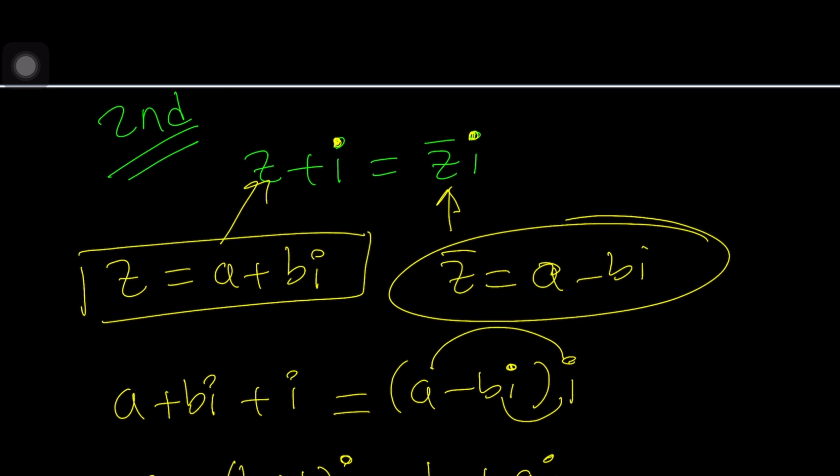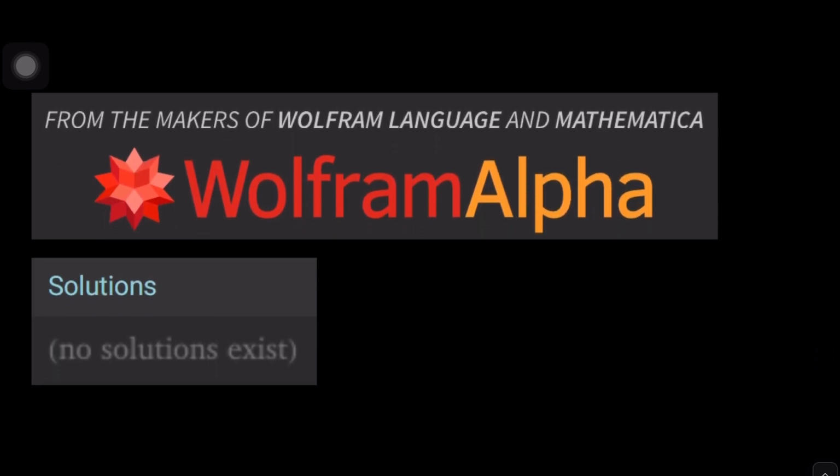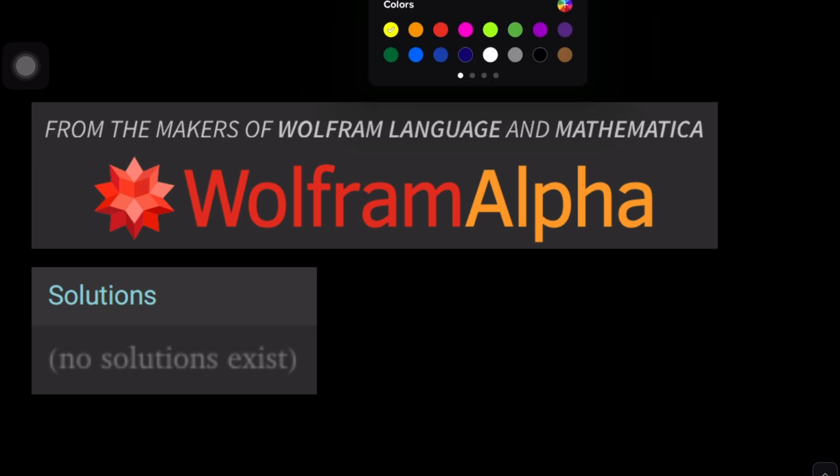So let's take a look at the result from Wolfram Alpha. Do you think Wolfram Alpha can solve this problem correctly? Let's find out. Ta-da-da-da. Yes, it can solve it by not solving it, by not finding a solution. You did the right thing.